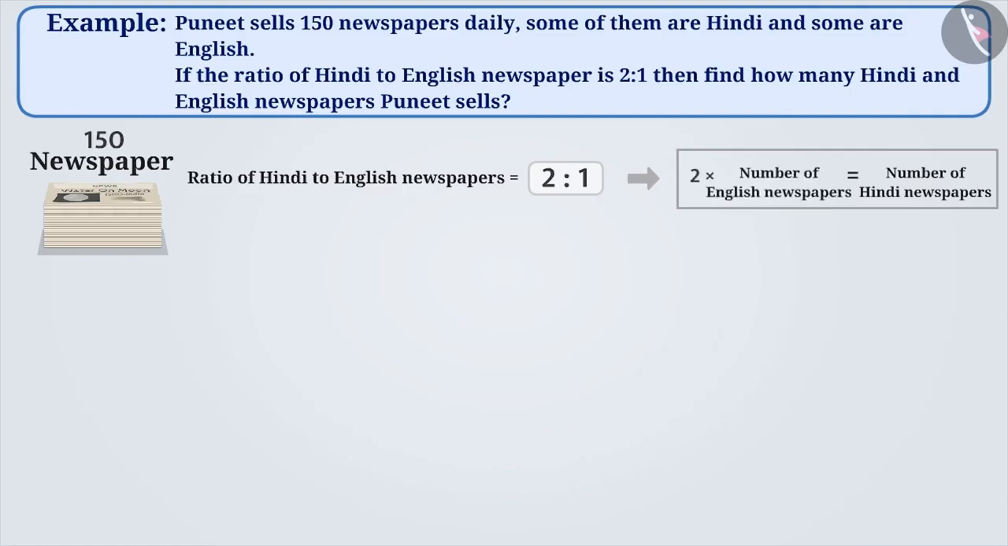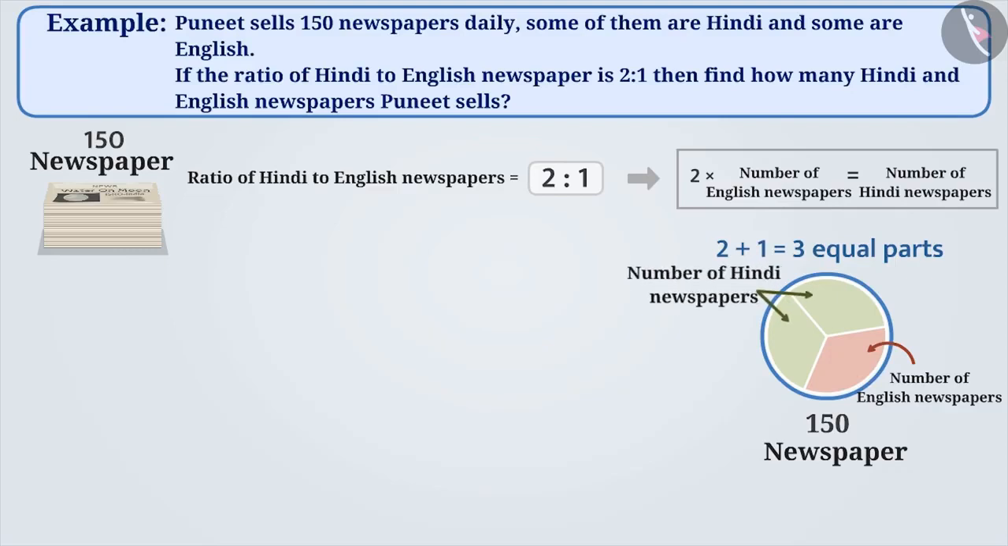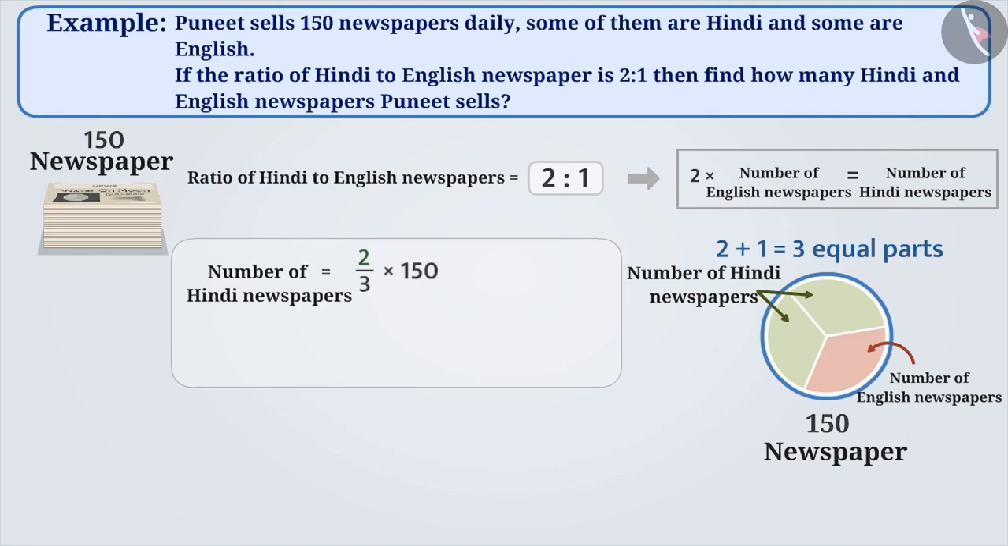That means if we divide 150 newspapers into 3 equal parts, then 1 part will represent English newspapers and 2 parts will represent Hindi newspapers. Therefore, the number of Hindi newspapers will be 2 by 3 parts of 150 newspapers. Thus, the result will be 100.